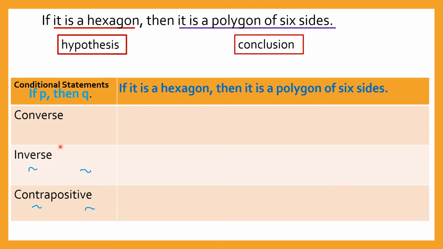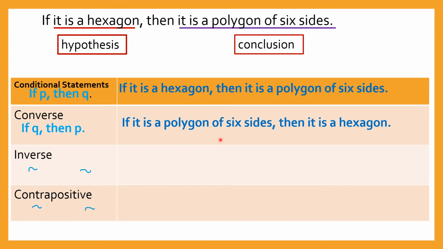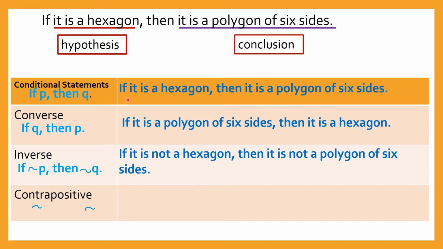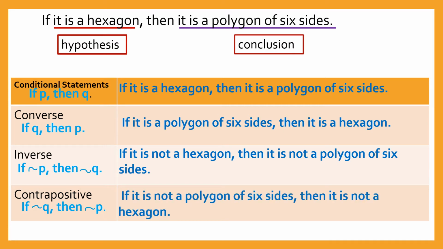The converse of this is simply we're going to flip the conclusion and the hypothesis. So it becomes if Q, then P. So if it is a polygon of 6 sides, then it is a hexagon. While the inverse is simply the negation of the conditional statement. It means if it's not a hexagon, then it is not a polygon of 6 sides. And the contrapositive is simply the negation of the converse. If not Q, then not P. So if it's not a polygon of 6 sides, then it is not a hexagon.